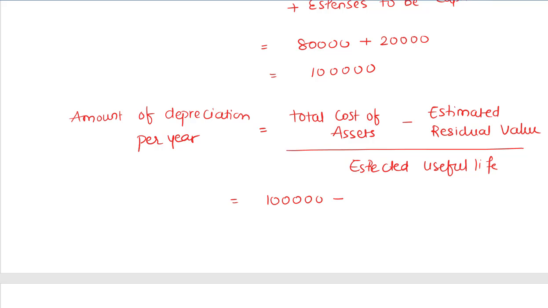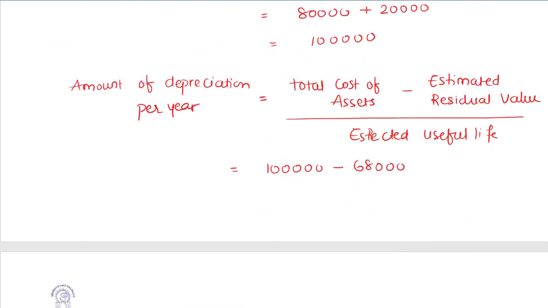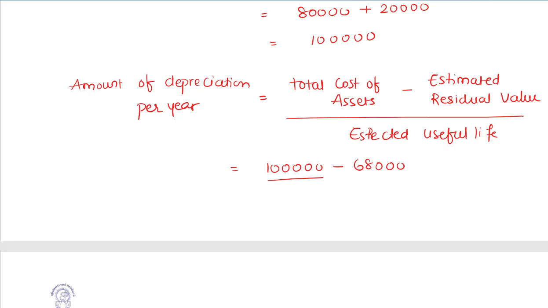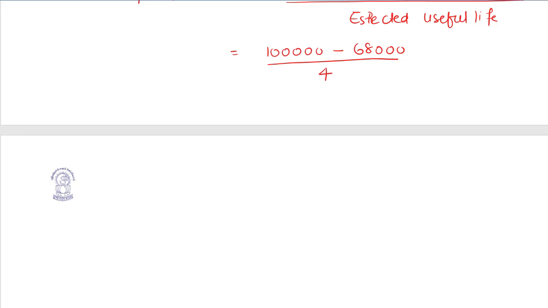The cost of the asset is 1 lakh, minus the residual value given in the question, which is 68,000. So 1 lakh minus 68,000, divided by the useful life, that is 4 years. Just try to solve it. 1 lakh minus 68,000 divided by 4 equals 8,000. Rupee 8,000 per year.